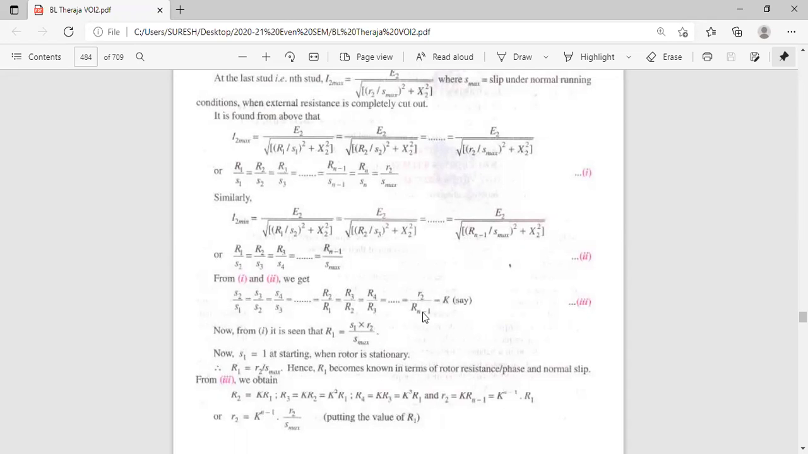See equation 3. Take equation 1 by 2. We'll get this equation. Is it okay? Last one is S max is going to be cancelled. R2 by Rn minus 1. Is it okay?